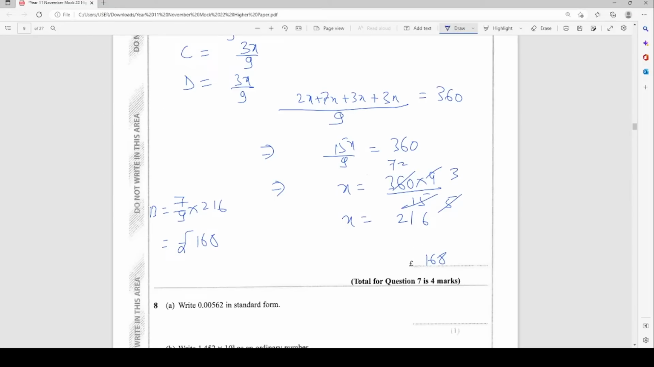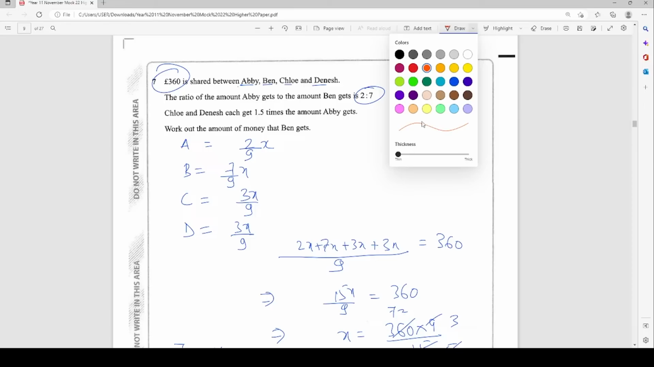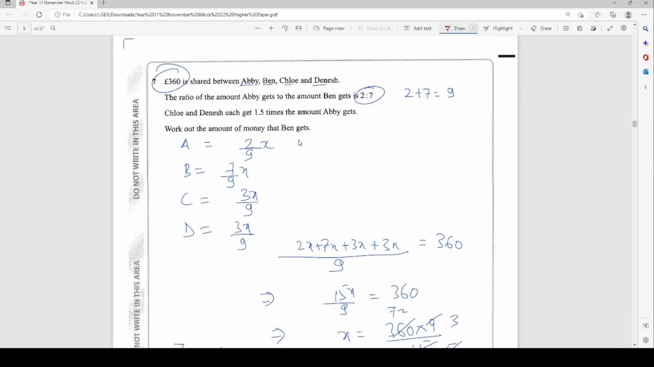If someone can figure it out by looking at the ratios, that can be another, easier method in my opinion, and I'm going to use an orange color for it. Chloe and Dinesh each get 1.5 times. So if you look at the ratios, what are they getting? 2 for Abby, Ben is getting 7 shares, Chloe is getting 3 shares, and Dinesh is getting again 3 shares. So practically, this is what you are doing. If you add them up, you will get 15.